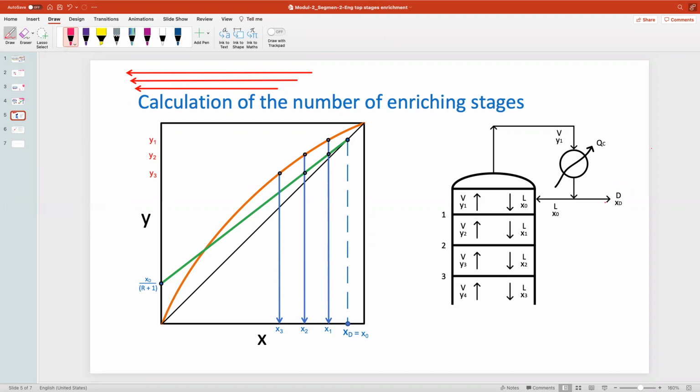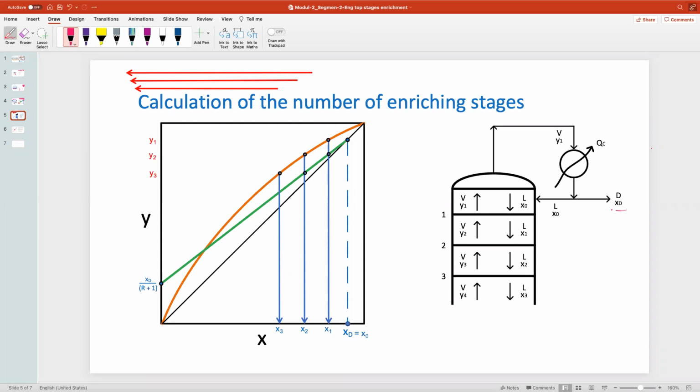Helena, are you there? Yes, ma'am. Okay, Helena, what is the mole fraction of the distillate? First, is the distillate liquid or vapor? The distillate is liquid. Yes, okay. What is the mole fraction of the distillate? Is it the XD? Yeah, this one.